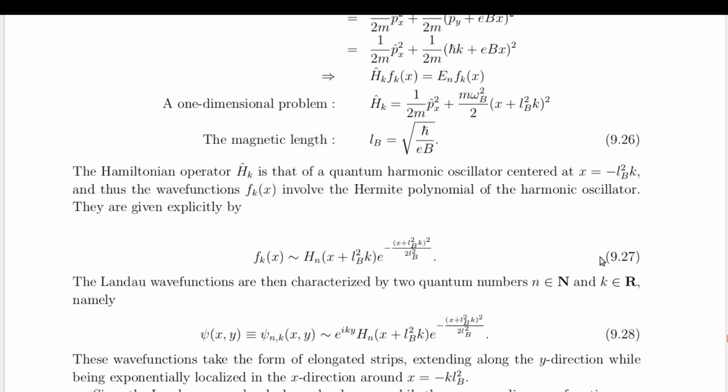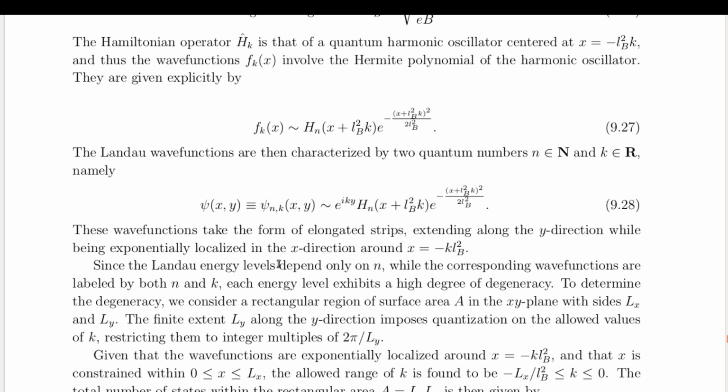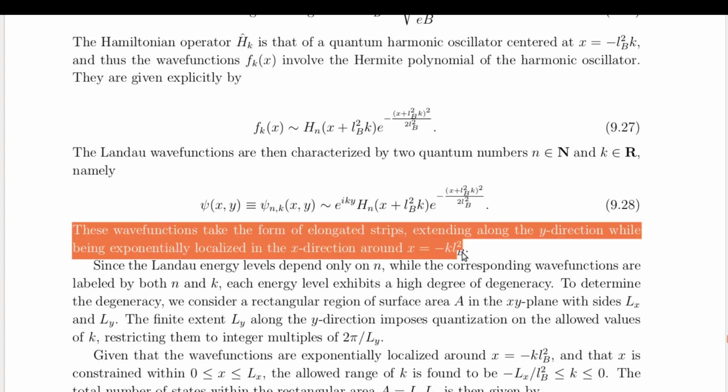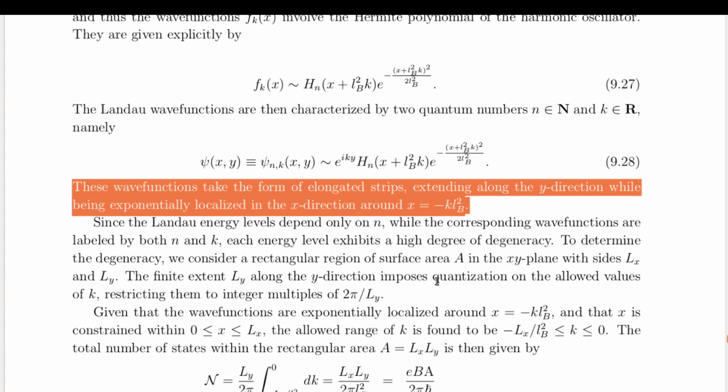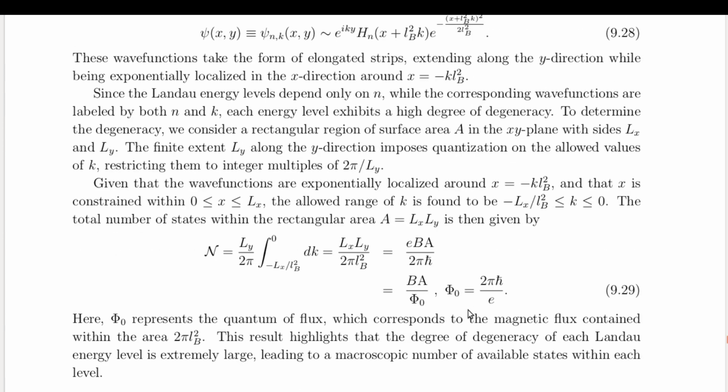These wave functions take the form of elongated strips extending along the y direction while being exponentially localized in the x direction around minus the magnetic length squared times k. We then compute the number of states associated with each energy level in a rectangular region of surface area A in the xy plane, where the sides are Lx and Ly.